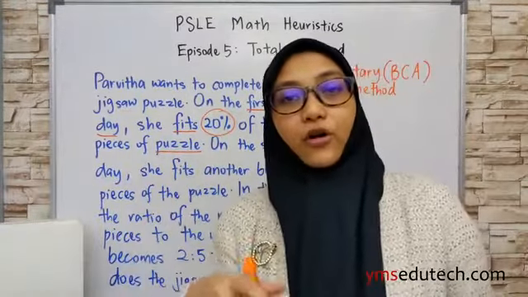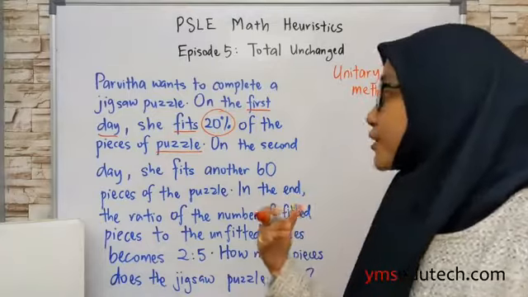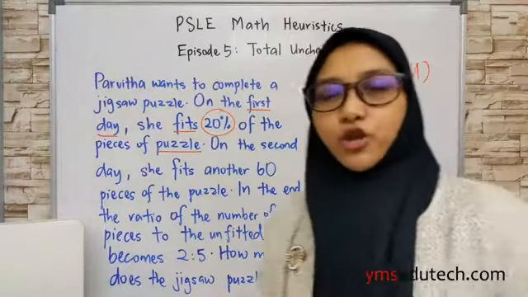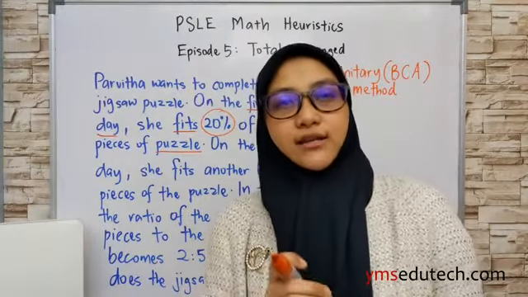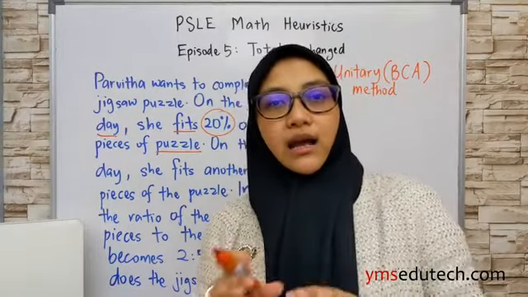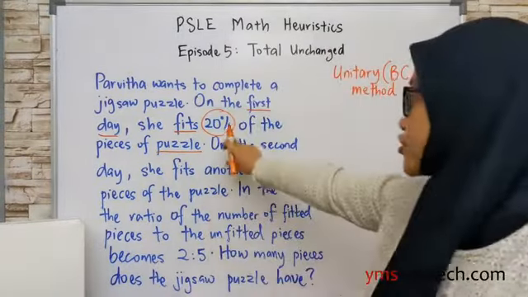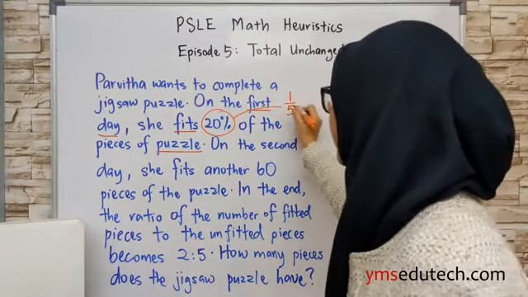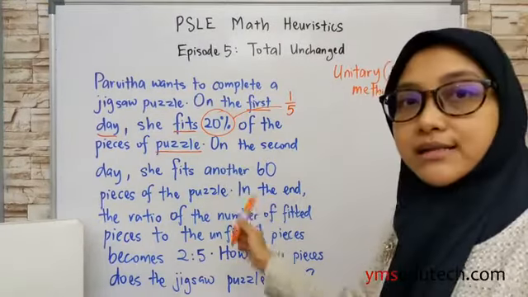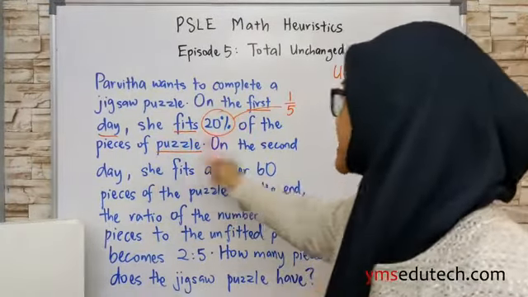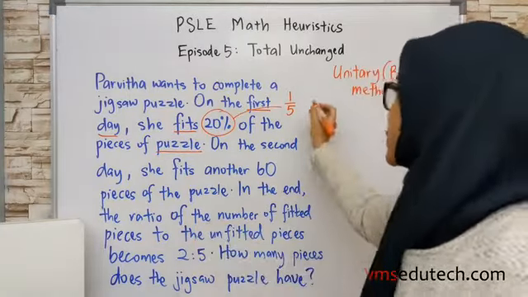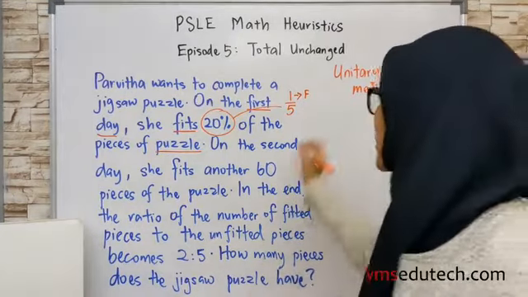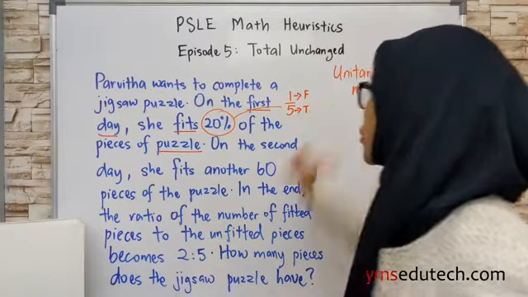Previously for the first 4 heuristics, I have shared with you that whenever we see percentage or decimal, change it to fraction, such that students only need to remember how to do problems using one type of topic, which is fraction. So let's change 20% to fraction. What do we get? 1/5. So this is 1 out of 5. If we reread the statement, on the first day, she fits 1/5 of the pieces of the puzzle. So this 1 unit is referring to the number of pieces fitted, while this 5 units is referring to the total.